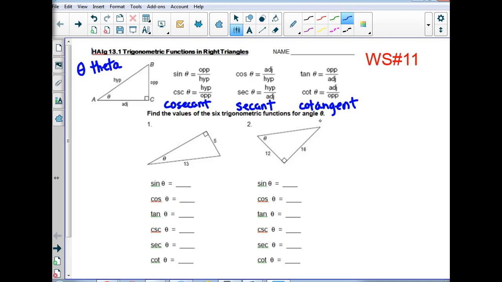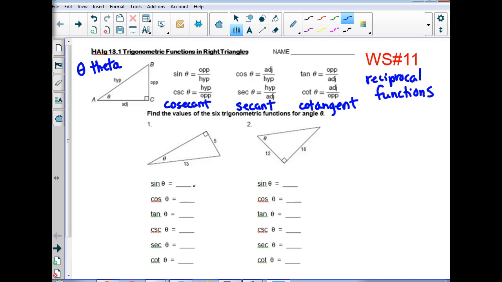They don't have to necessarily be written down in the exact proper order every time. You need to know which one's which. So all these are our reciprocal functions. If you know the cosine, you can get the secant just by flipping it over. If you know the tangent, you get the cotangent by doing the reciprocal. All right, so here's our first example.